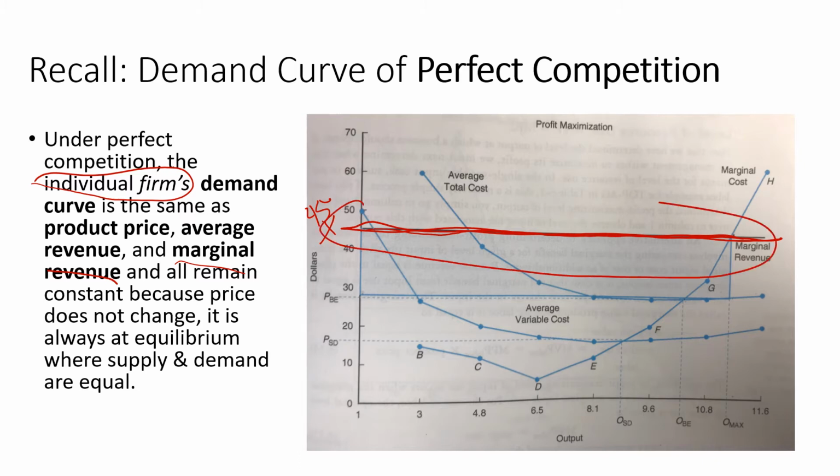So for this one, you're just circling that horizontal line to understand that point, that all of those numbers are the same for an individual firm's demand in perfect competition.